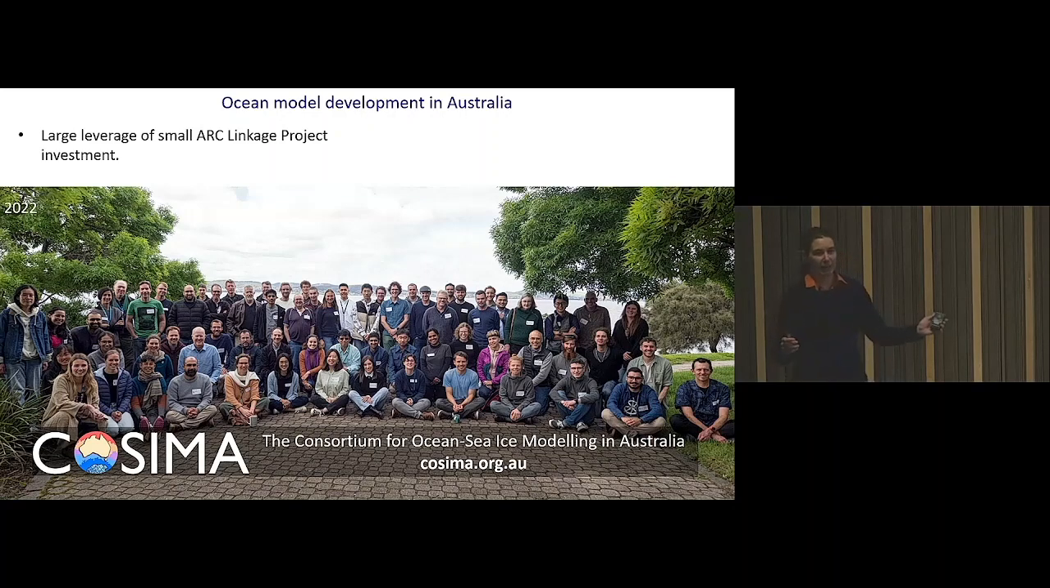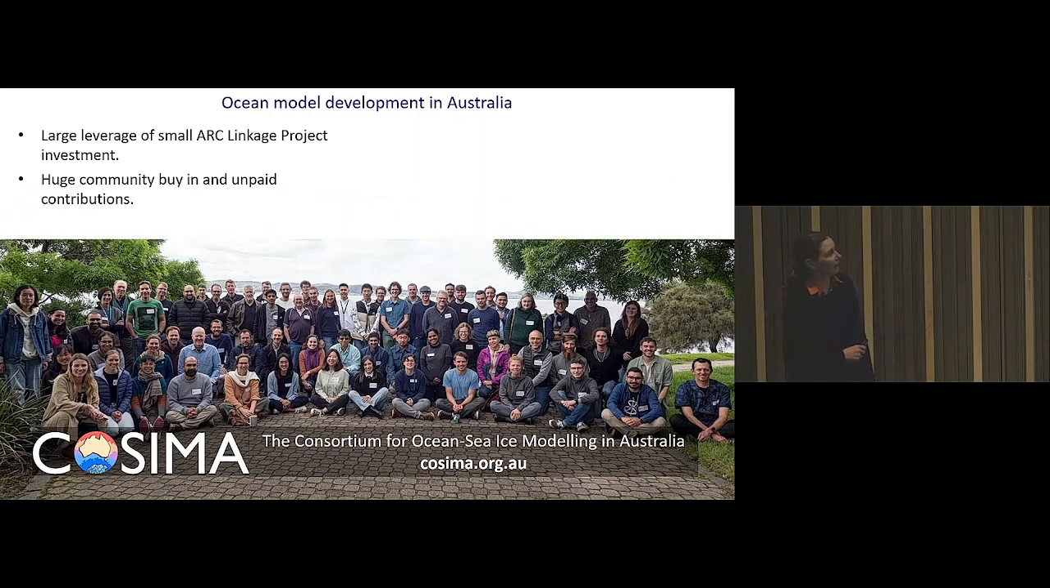And this large expansion of the ocean modelling community in Australia was largely due to a quite small ARC linkage project. We're on our second one of those now. This linkage project only funds two people, one software engineer and one researcher. But we've had this huge additional buy-in from the community, a lot of people, students, postdocs, people across a bunch of different universities, across CSIRO, Bureau of Meteorology, contributing to our ocean model development, using the output from these models, and so on.